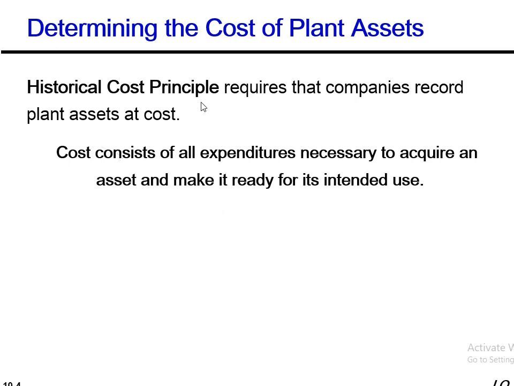So the historical cost principle requires that the company record plant assets at their cost. So what is the cost? Cost consists of all the expenditures which are necessary to acquire an asset and make it ready for its intended use. If you purchase an asset but you cannot use it because it's not ready yet, you have to do its installation, then the cost is not complete. You have to do the installation, you have to do the testing until the asset is ready for use. Whatever costs you have incurred, you're going to add all of them, and then you will be mentioning it in front of your plant asset.